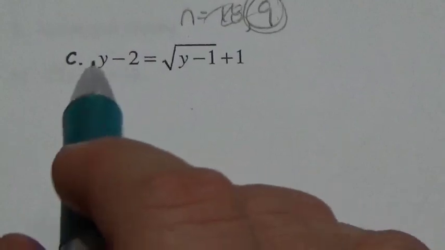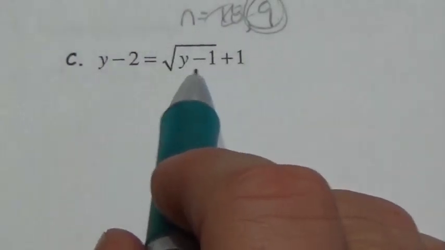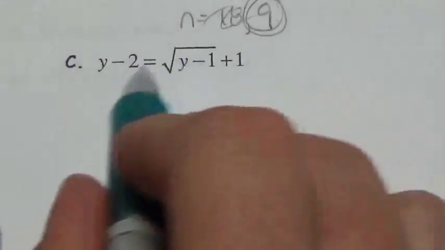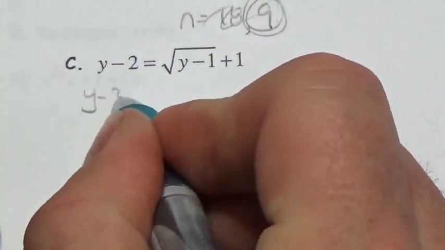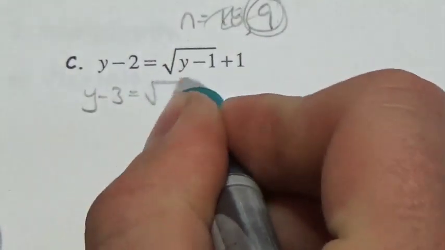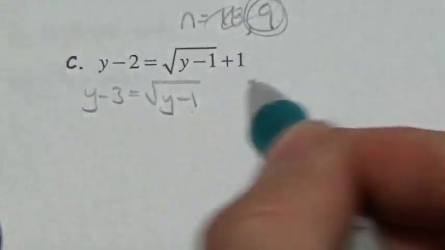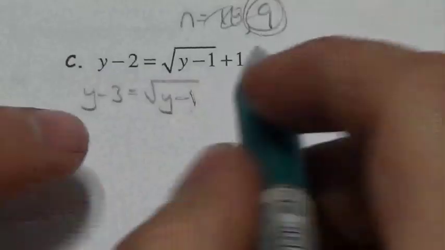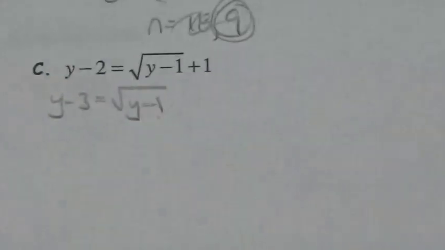The next one here: y minus 2 is equal to the square root of y minus 1, plus 1. Okay, so the very first thing we've got to do is isolate that radical. So I'm going to bring that 1 over, and we'll get y minus 3 is equal to the square root of y minus 1. Now, I tell you what. Based on what we just did in that previous question, let's come up with our restrictions right now.